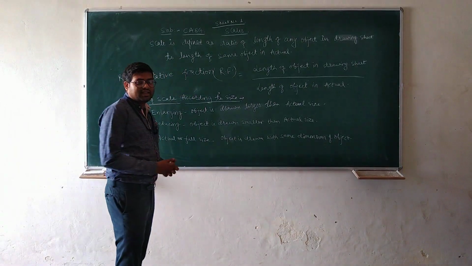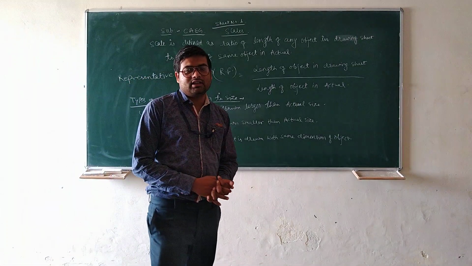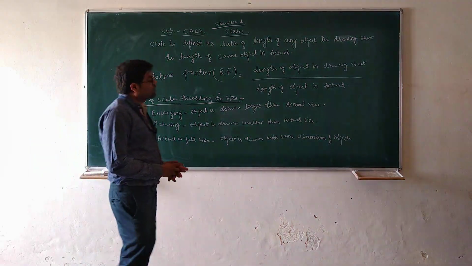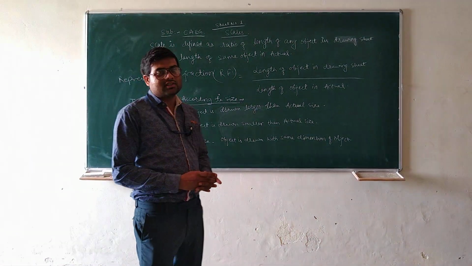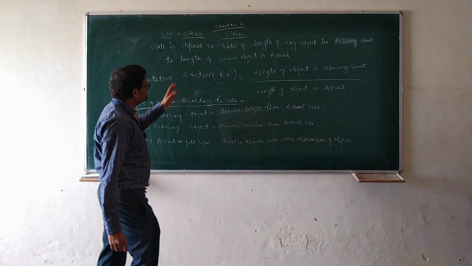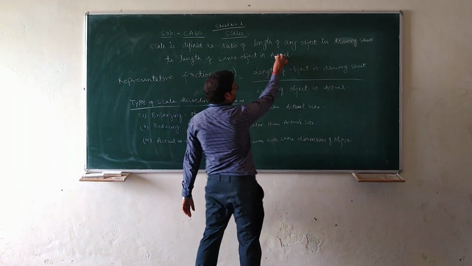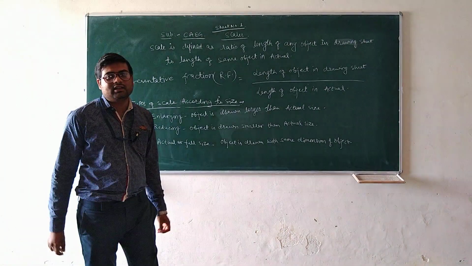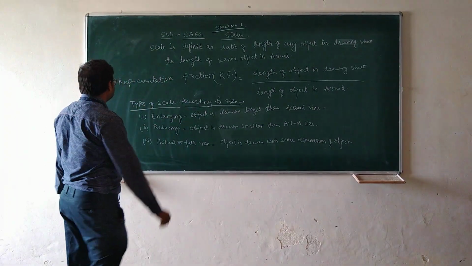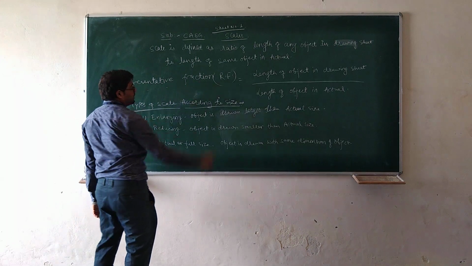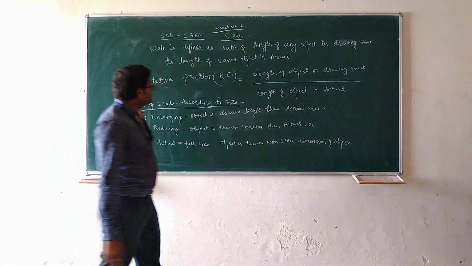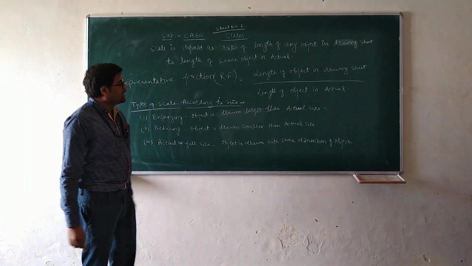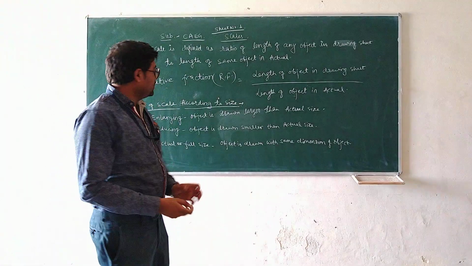Our subject is CAET, Computer Aided Engineering Graphics, and our sheet number 1 is scales. What is the scale? Scale is defined as the ratio of the length of any object in the drawing sheet to the length of the same object in actual. The other term is Representative Fraction. It is also the length of the object in the drawing sheet divided by the length of the object in actual.